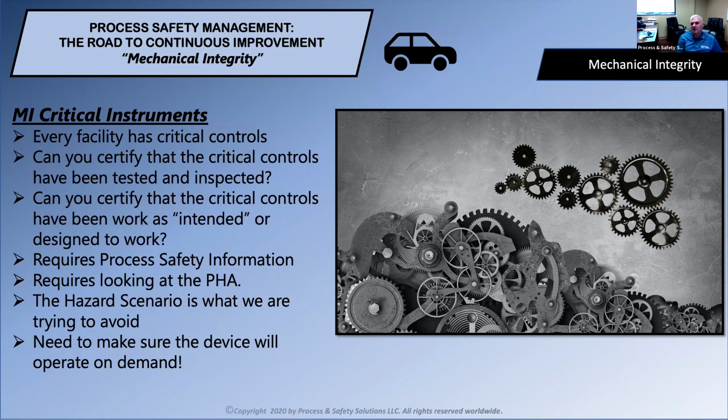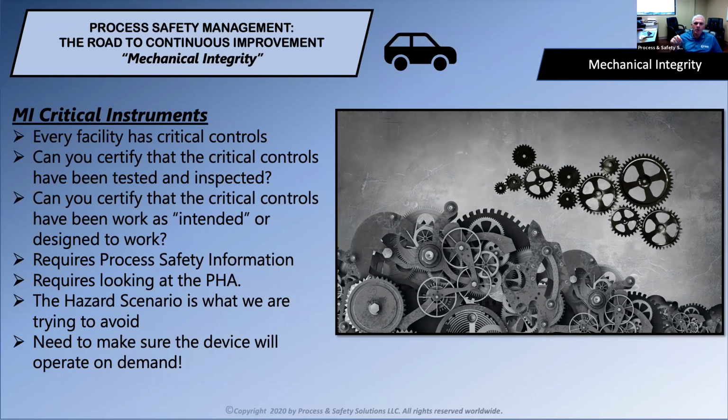Everything requires process safety information. So if my process safety information is incorrect, as we stated, then your inspections and tests are going to be less than desired as well. Also, it requires you to look at your PHA, your process hazards analysis, to determine what some of those critical instruments are. We're going to take a look at a PHA segment here in just a sec to see what information we need to be pulling from there.